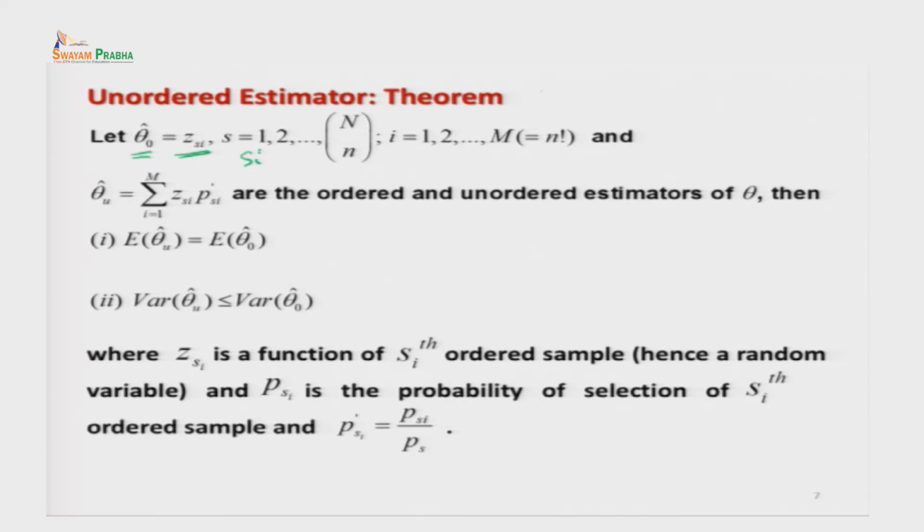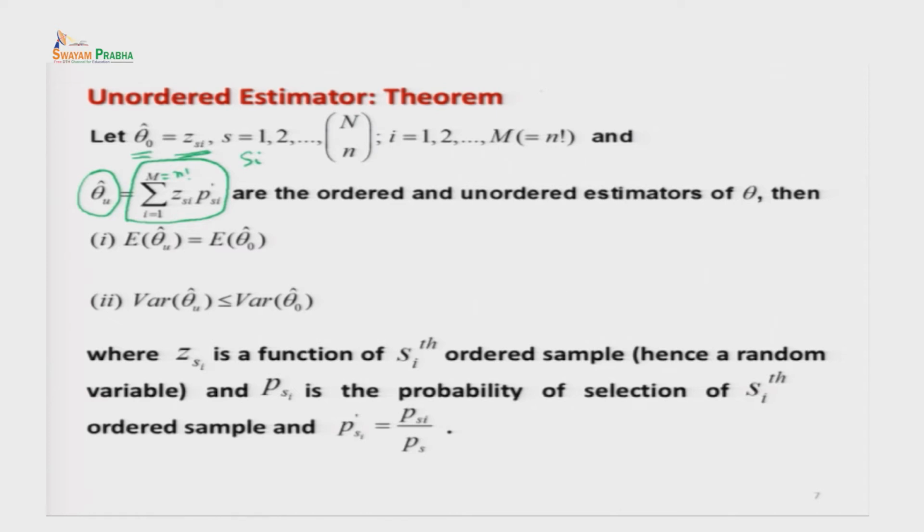Now we are trying to define another estimator, theta hat u. U means unordered, and this is going to be defined as the sum of theta hat i into P transpose Si, where the summation goes from i equals 1 to capital M. Capital M means factorial n.